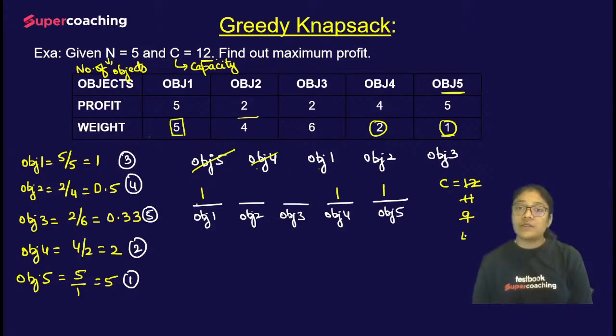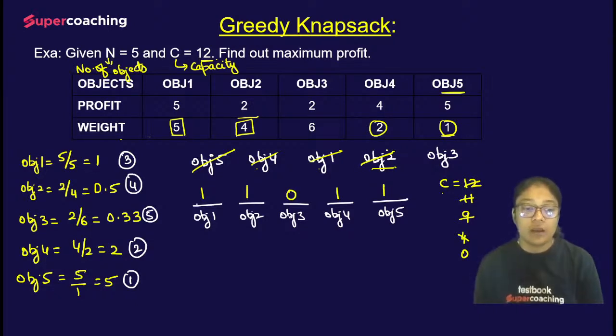9 minus 5 is 4, so the available capacity is 4. Now we'll consider the next object, object 2. Its weight is 4 units and the available capacity is 4 units, so we can take the object completely. 4 units are taken out of the available 4 units, so the fraction comes out to be 1, and the capacity becomes 0. The knapsack is completely full, which means object 3 will not be taken at all.